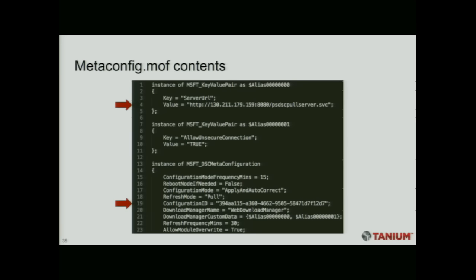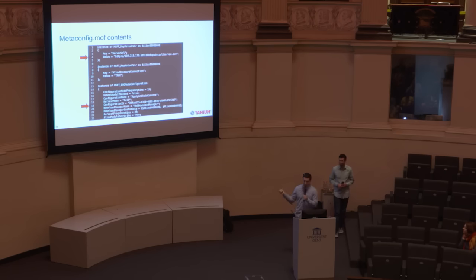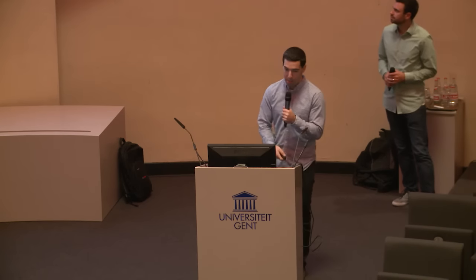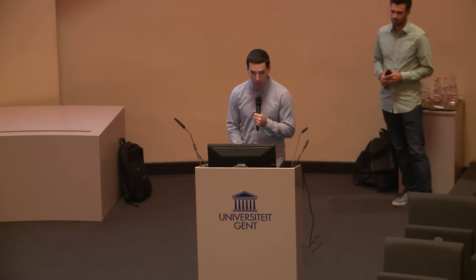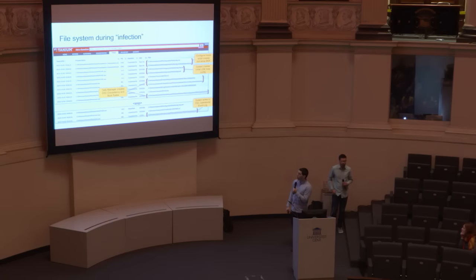I should step back and say first that those files won't even exist if a system isn't configured with DSC. In other words, none of these MOF files will be present in the configuration directory unless someone's tried to use this. So even the presence of these files can be indicative that something's happened. And then looking inside this file can tell you what the server is that's providing the configurations. You also get the active config ID in the same file.